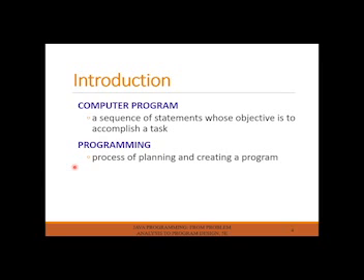To start, let us first define two very basic terms about computer programming. First, what is a computer program? A computer program is a sequence of statements whose objective is to accomplish a task. How about programming? Programming is the process of planning and creating a program.